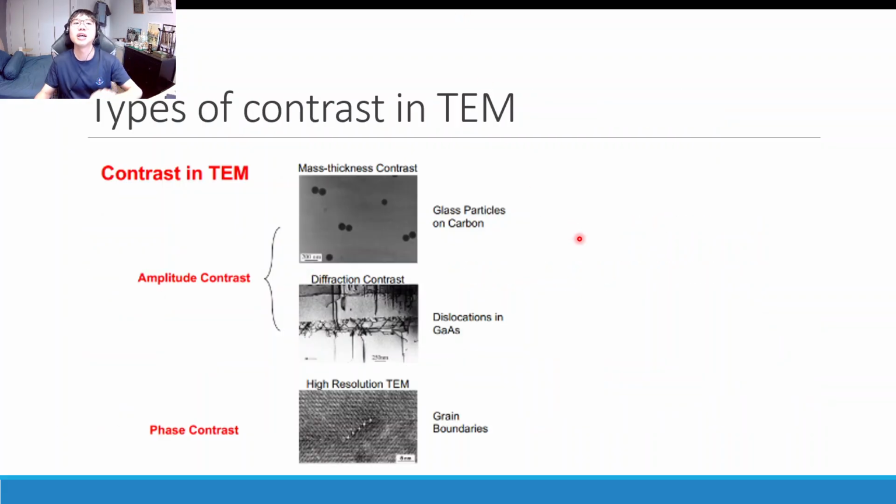Okay? And so, now that we have talked about the two main modes of imaging in TEM, which are bright field and dark field imaging, it is appropriate to talk about the types of contrast in TEM. And so there are three kinds of contrast, right? Mass thickness contrast, diffraction contrast, and phase contrast. And so let's dive into it one by one.